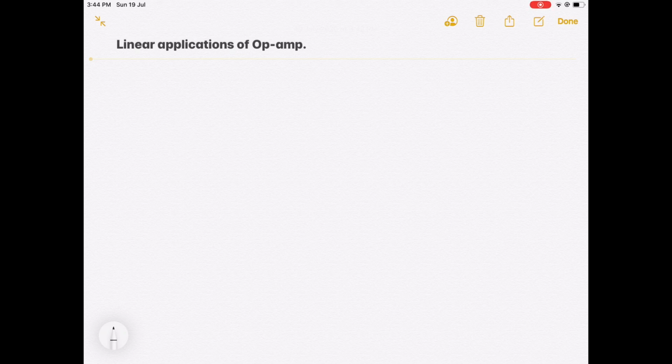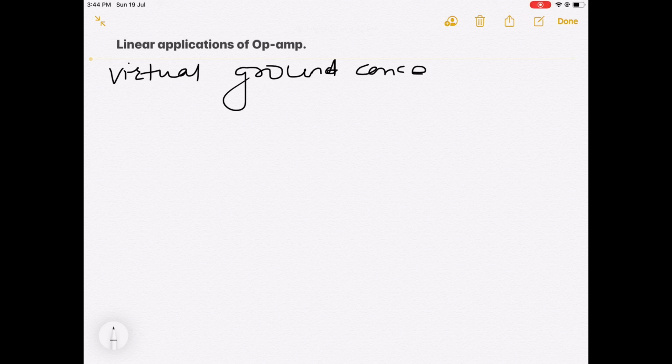inverting amplifier. But before starting these 2 points, a very important concept is there which is known as virtual ground concept, because we have to use this concept while deriving the formulas for the linear applications of op-amp. So, virtual ground concept. What is that virtual ground concept?